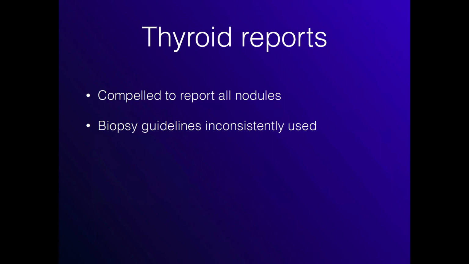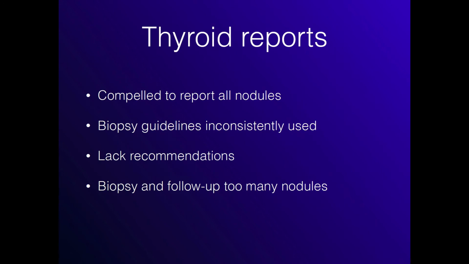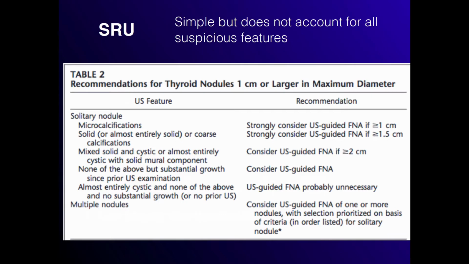The biopsy guidelines that we currently have for thyroid ultrasound, there are many. They're inconsistently used, there are many, and they're confusing. There's lack of really strong recommendations coming from ACR until this was published. And we're biopsying and following up too many nodules, and then we're biopsying nodules when they're very small.